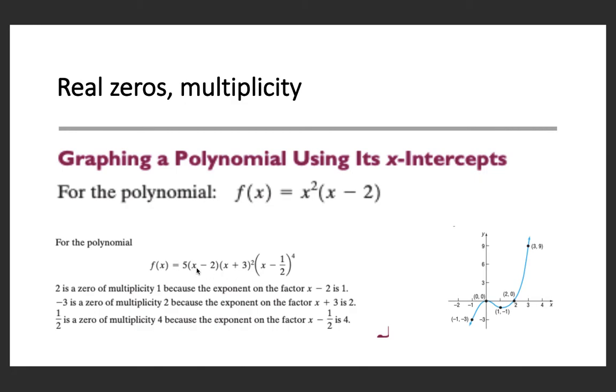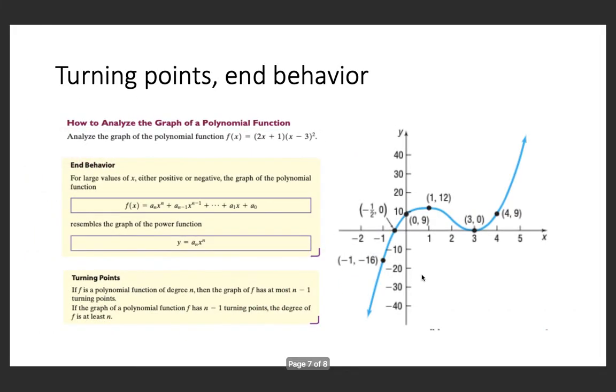For this function, this is another method. One real zero is x equal to plus 2, and the multiplicity for this term is 1. This one, x equal to minus 3, has multiplicity 2. This one is x equal to plus half, as it is minus half, so plus half will be the real zero, and the multiplicity is 4. So this is how we can find the multiplicity and real zeros.